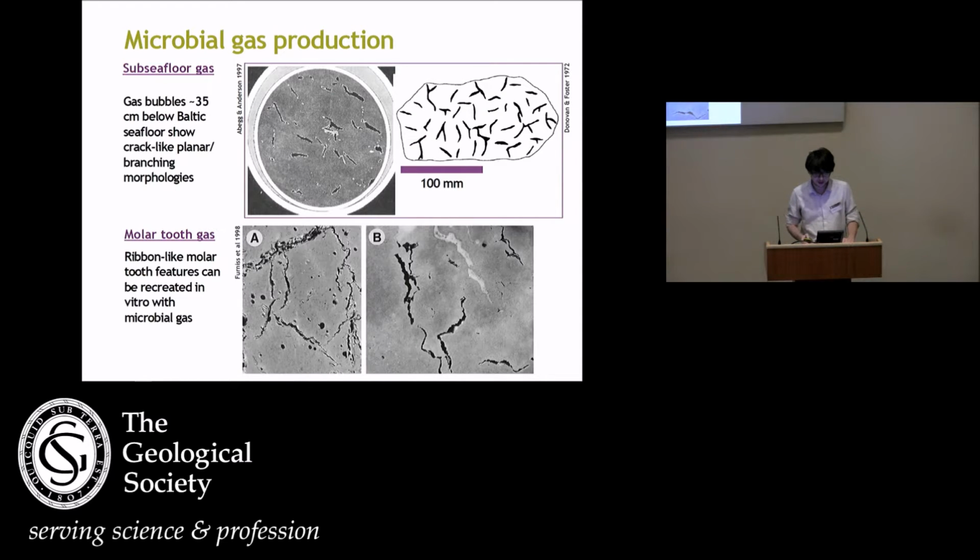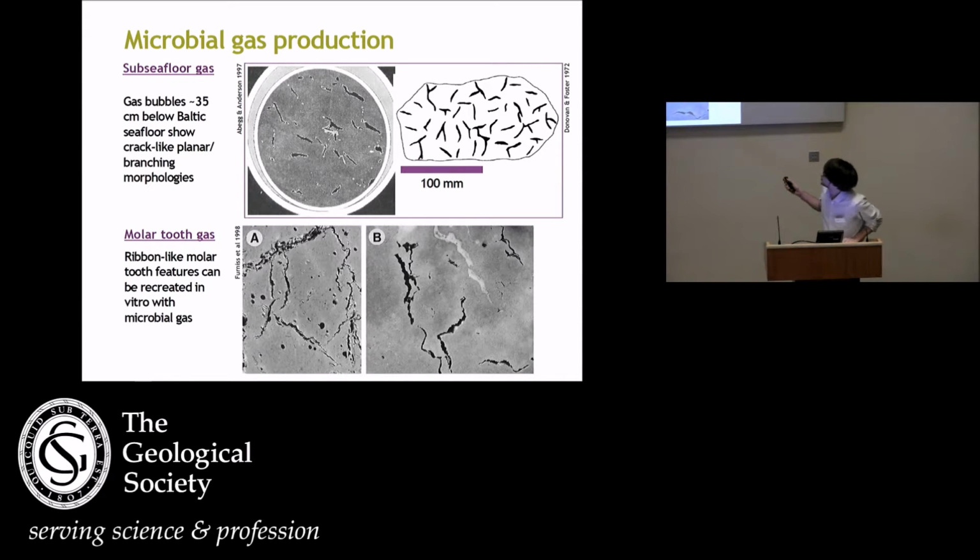And then when it comes to gas production, we do have a little bit of evidence from modern sediments. What you're seeing here is an X-ray image from about 35 centimeters below the Baltic seafloor, showing that these gas voids have a surprisingly crack-like morphology. They have two long dimensions and one short one, so they're roughly planar, and they're oriented like this, as cracks would be, and they branch a little bit.